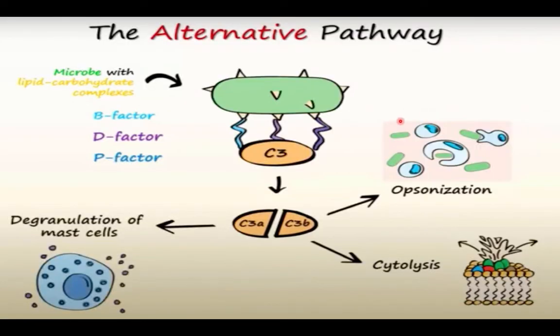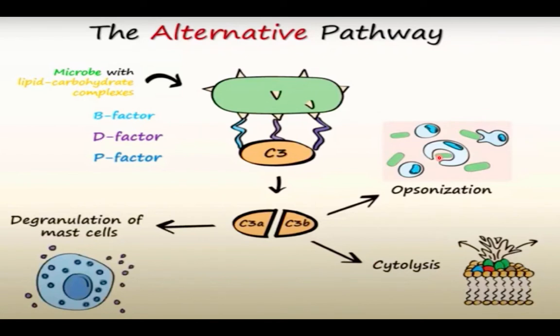The alternative pathway, the second one to be discovered: a microbe with lipid-carbohydrate complexes on it will activate certain complement system components. These are called factor B, factor D, and factor P, which is called properdin, and this activation will end by C3 activation. And again, C3 activation will end by the immune response in the form of degranulation of mast cells, release of inflammatory mediators, cytolysis, and opsonization.